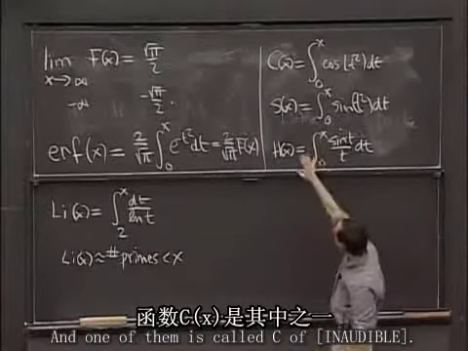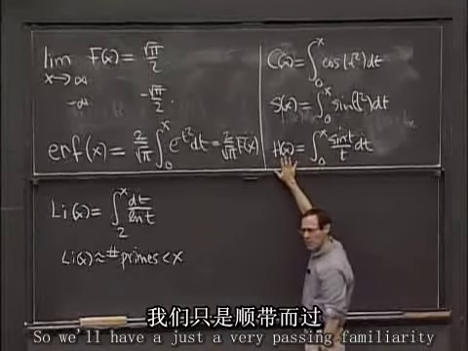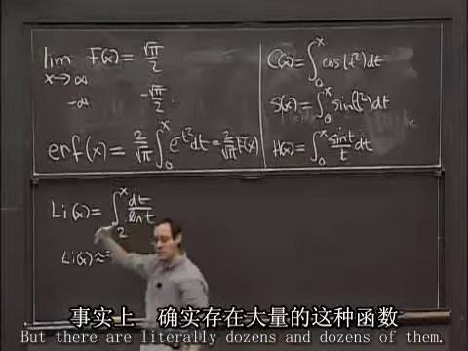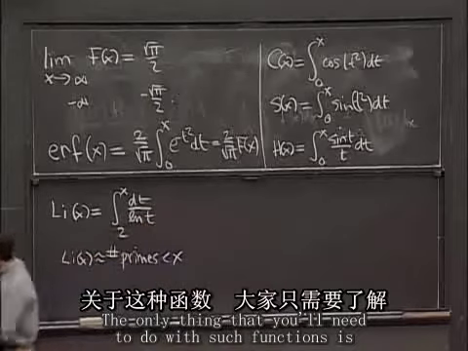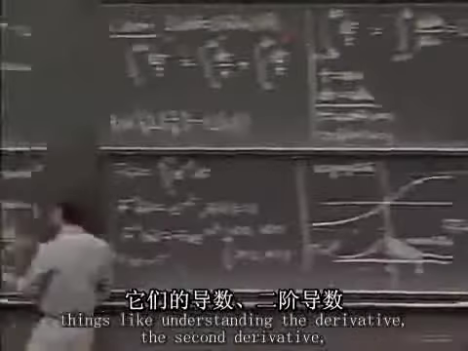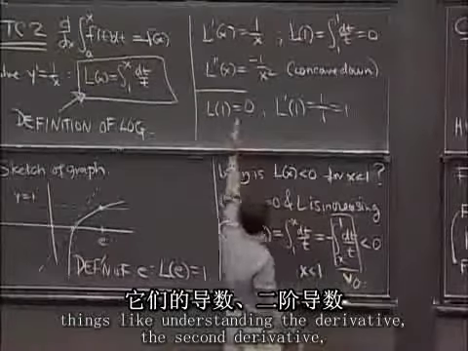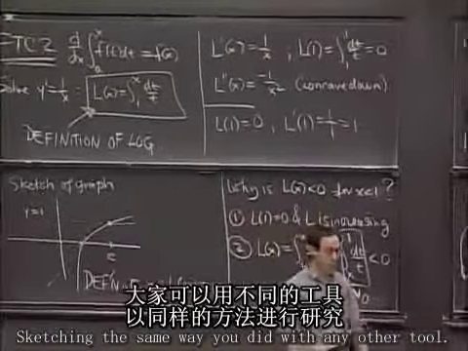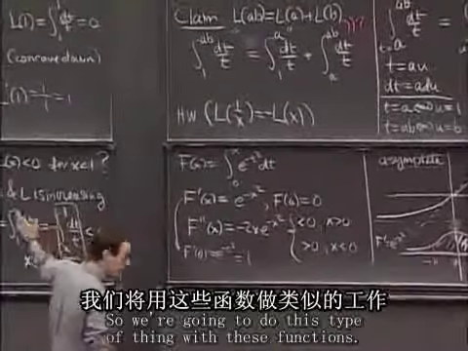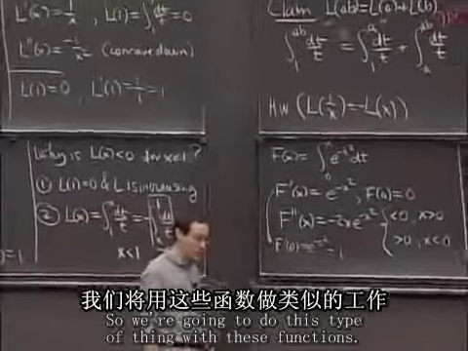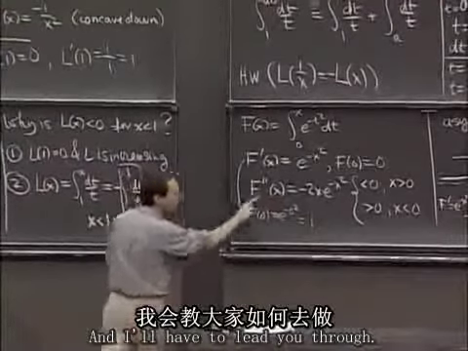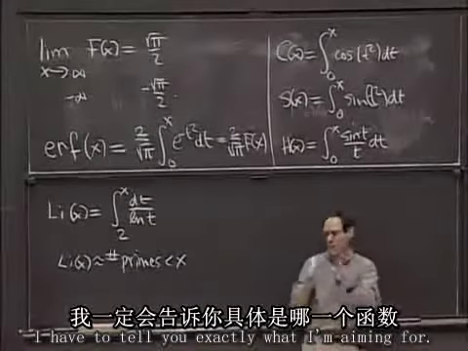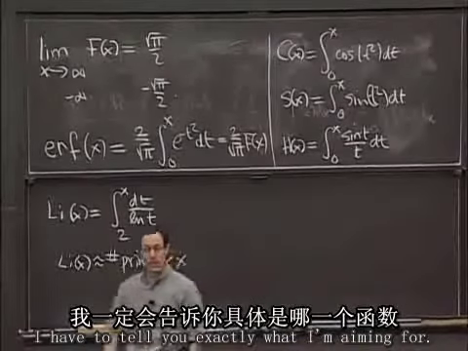And one of them is called C of S, S of S. So we'll have just a very passing familiarity with one or two of these functions. But there are literally dozens and dozens of them. The only thing that you'll need to do with such functions is things like understanding the derivative, the second derivative, and tracking what the function does, sketching the same way you did with any other tool. So we're going to do this type of thing with these functions. And I'll have to lead you through it. If I wanted to ask you a question about one of these functions, I have to tell you exactly what I'm aiming for. Yeah, another question.